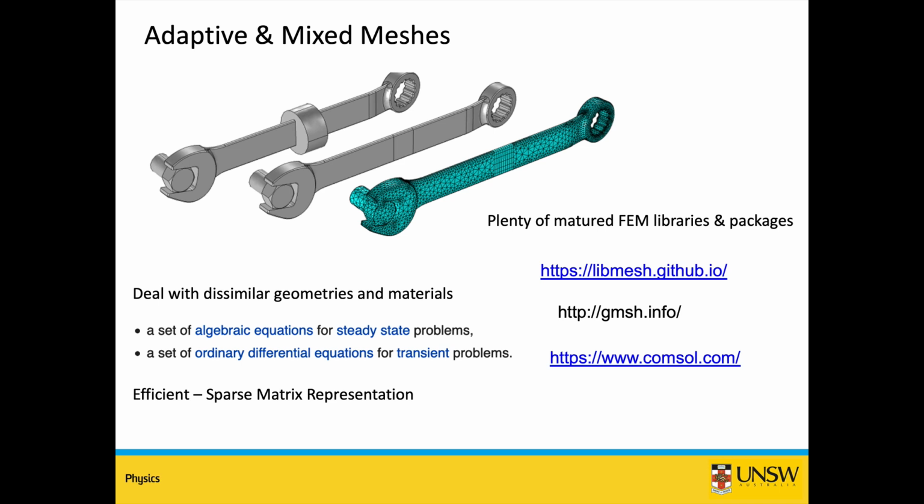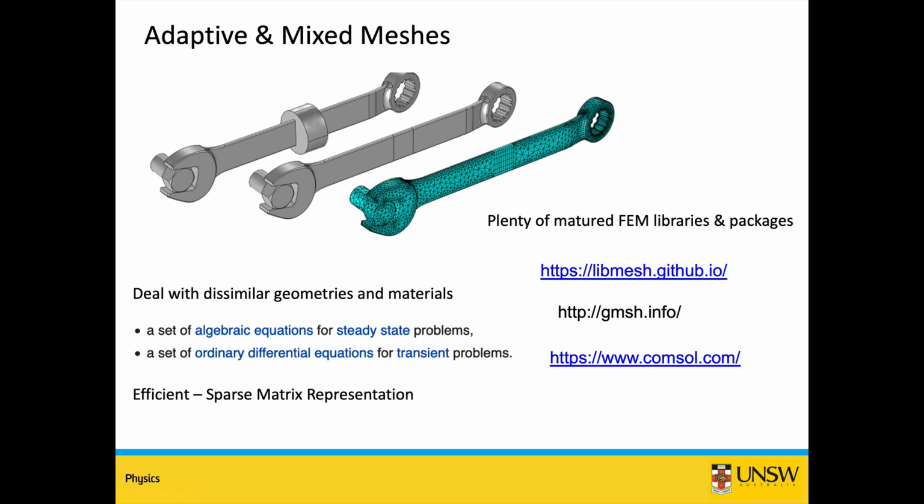You can also use mixed meshes. So you can put together a triangle and a quadrilateral mesh together, as is done in this range. You can see that some regions have triangular meshing and some regions have quadrilateral meshing. This is also useful when you are solving some problems involving complex geometry. You can also deal with dissimilar materials or dissimilar geometries if you use such mixed meshes.